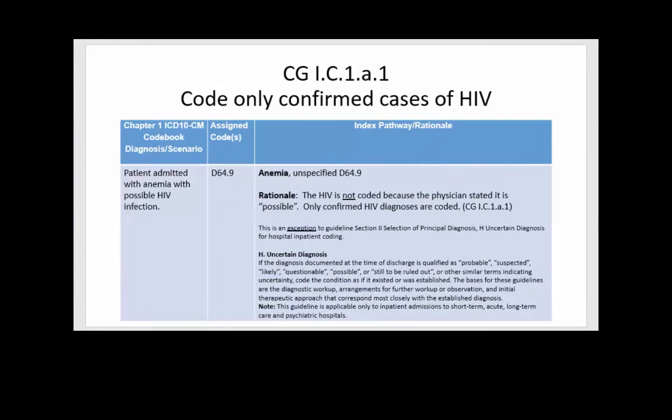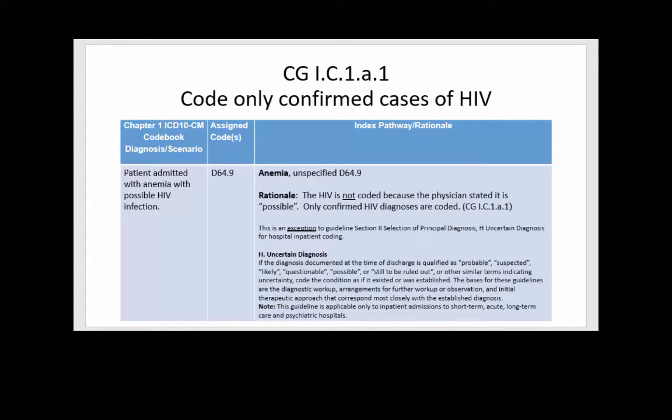Okay, so let's look at this. The first guideline is to code only confirmed cases of HIV. And what that means is whenever the physician uses the terms possible or probable or suspected or questionable or still to be ruled out, those are all things that normally in an inpatient setting you would code as if they existed. But there are certain things you do not code if the physician uses the term possible or probable.